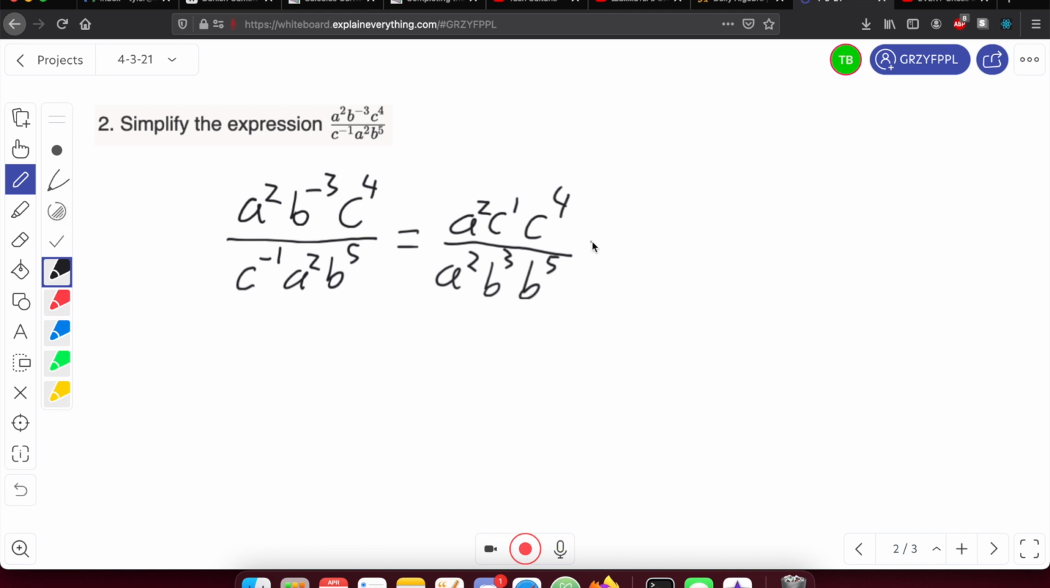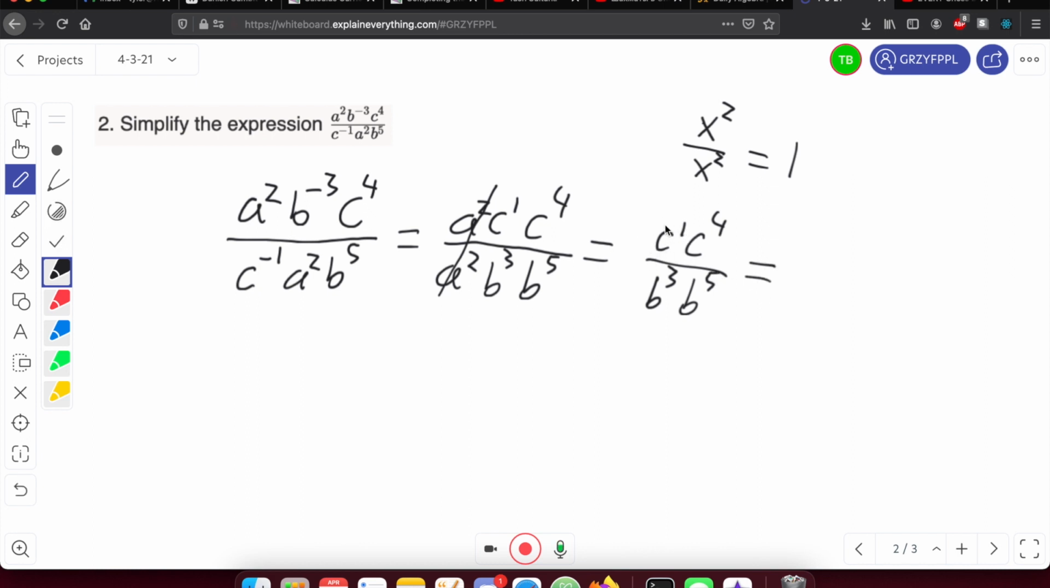Okay, now remember that if we have some sort of term x squared over x squared, this is just equal to 1, right? Because something divided by itself is just 1. So these terms are just going to cancel. Now we'll just have c to the first times c to the fourth over b to the third times b to the fifth.